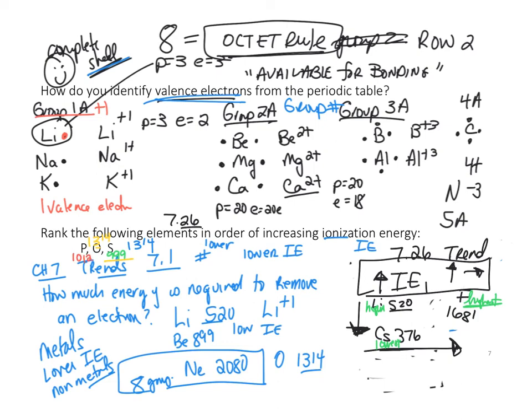1012. So in this case, for increasing ionization energy, the highest is oxygen, and then the next highest would be phosphorus, and then the next highest would be sulfur. So at this point, I would want you to be able to look those numbers up.